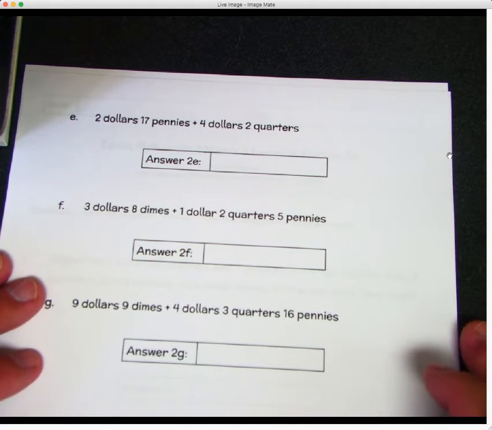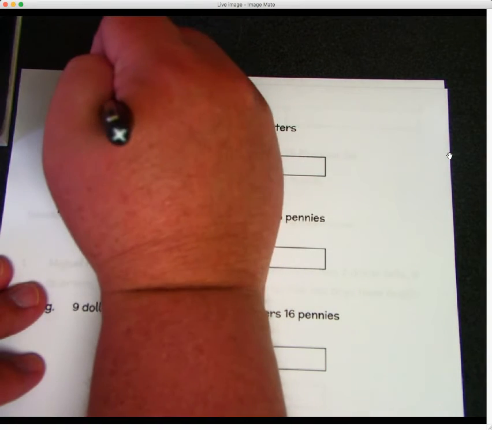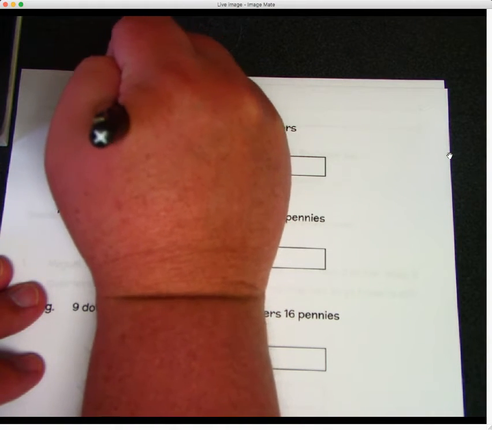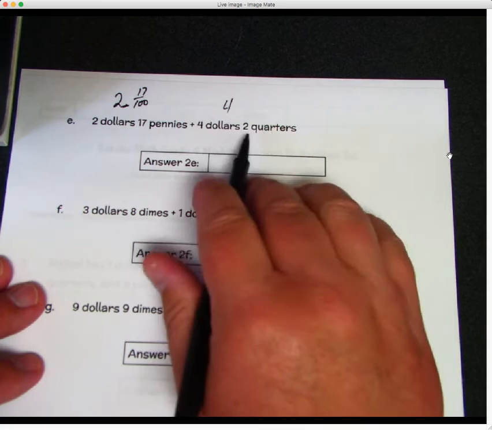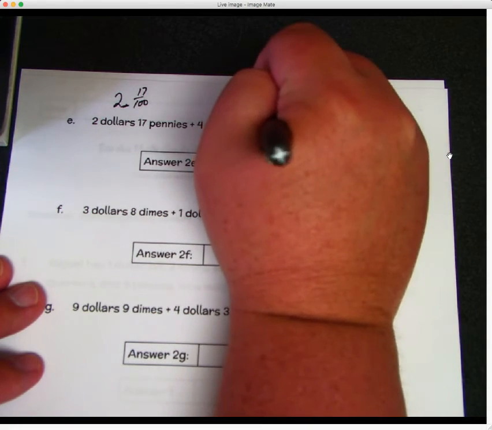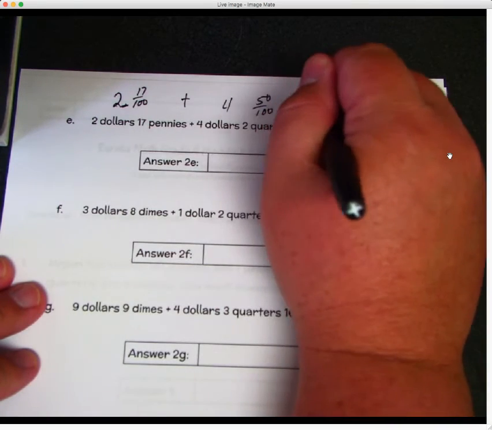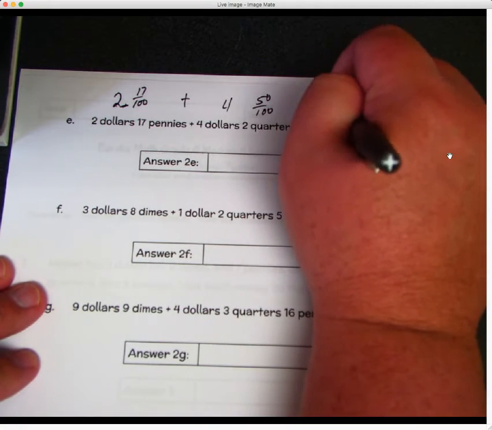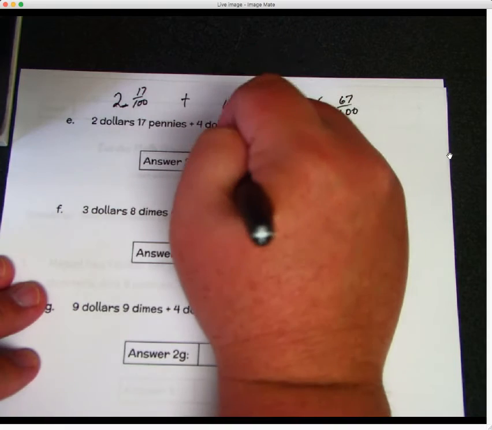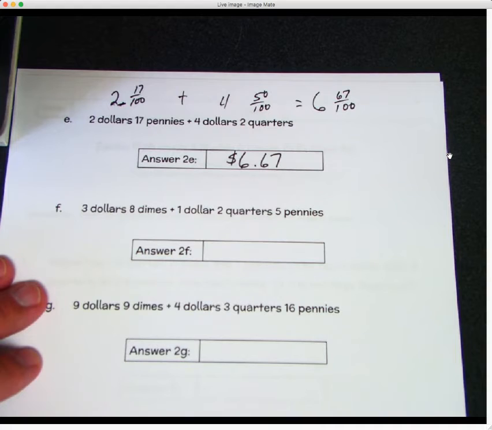$2, 17 pennies, plus $4 and 2 quarters. $2, 17 pennies. I don't need a decimal and a fraction, do I? Plus $4, 2 quarters is 50 out of 100. Let's add just like we did a couple days ago. 2 plus 4 is 6. 17 hundredths plus 50 hundredths is 67 hundredths. Now let's just rewrite it as money. 6 and 67 hundredths. $6.67. See how money and decimals are related?